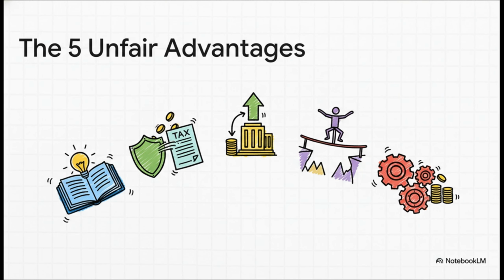Once you have this new context, the philosophy says you get these 5 unfair advantages. This means learning how to legally use the tax code to your benefit, how to use debt to buy assets instead of just liabilities, and how to manage risk instead of just running away from it. These are the tools the wealthy have been using forever that most people just don't know about.